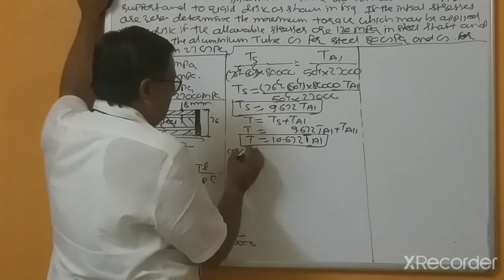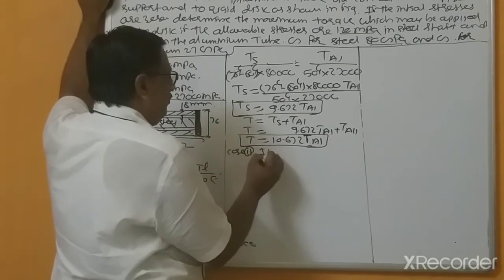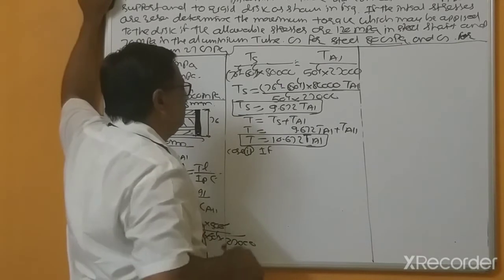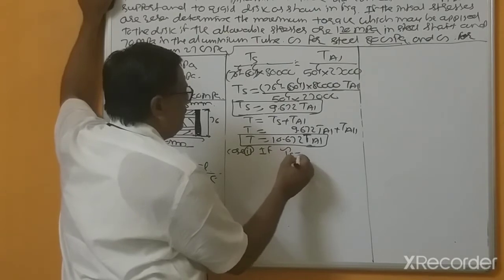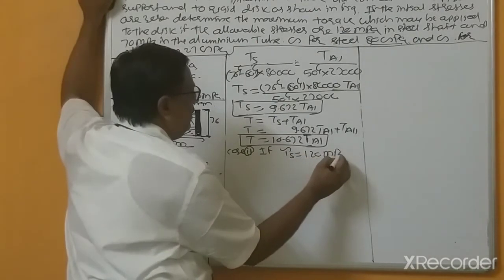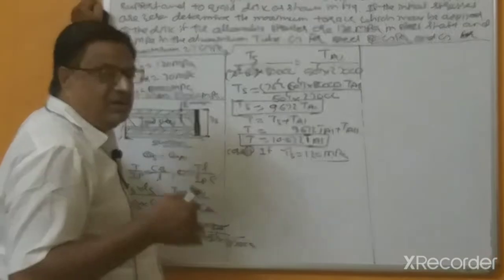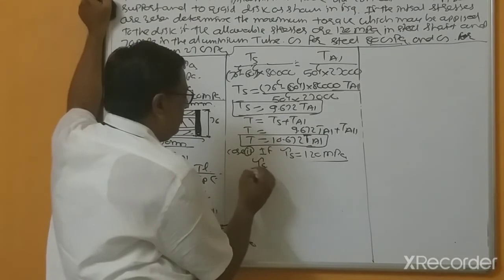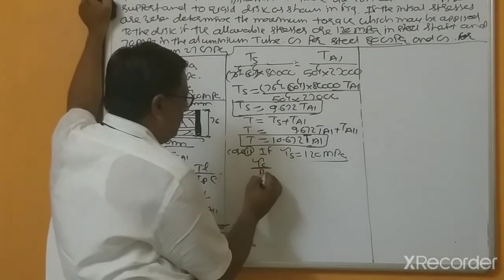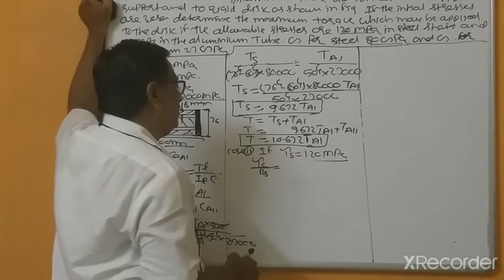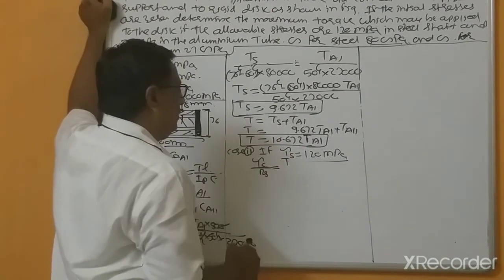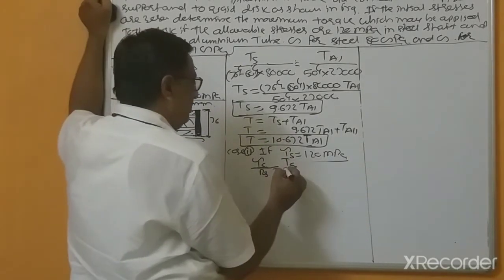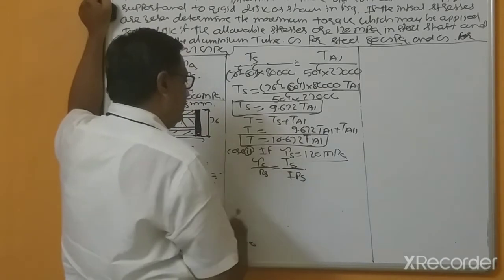So case first, if tau s equal to 120 megapascal, let us see what happens. Now what is the relation? T divided by J equal to tau divided by R, so Ts divided by polar moment of inertia.